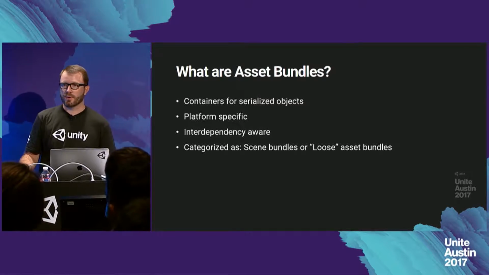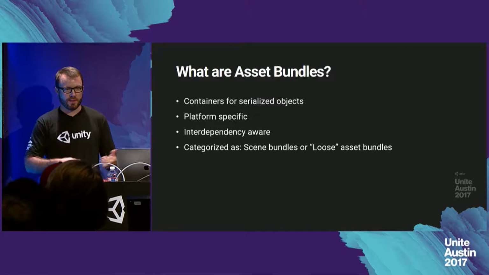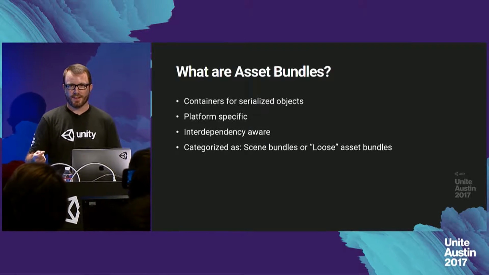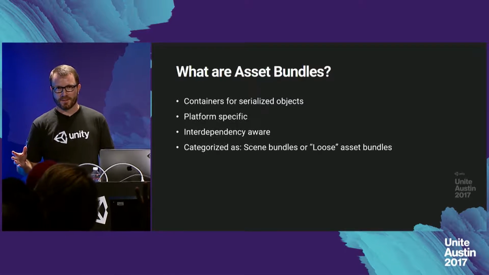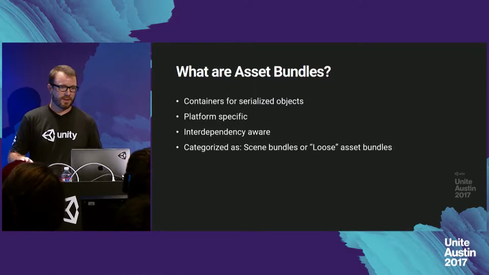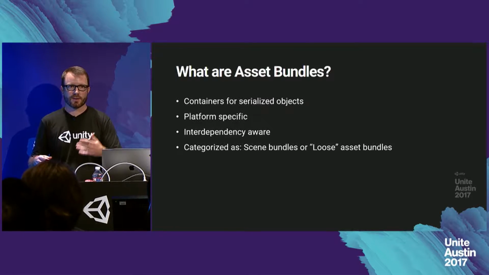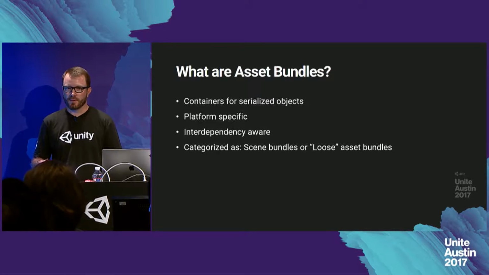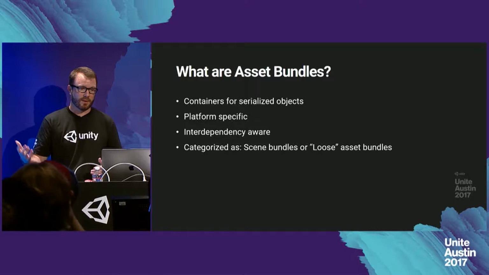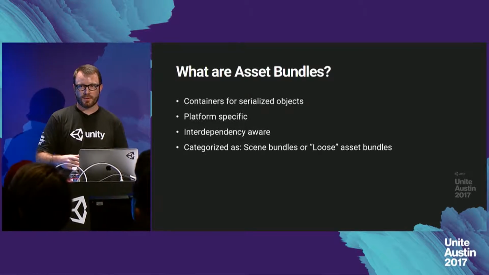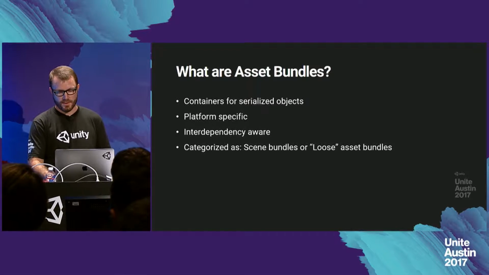There's two categories of bundles. There's either scene bundles or not so scene bundles. Basically, if you put a scene in an asset bundle, it's a scene bundle. At that point, that's all that you can have in there. You can have more than one scene, but you can't have prefabs or textures or whatever else explicitly put into that bundle. And then the other category is basically if you don't have a scene in the bundle, it's a loose bundle or an asset bundle, or you can make up your own name, but it's not a scene bundle.